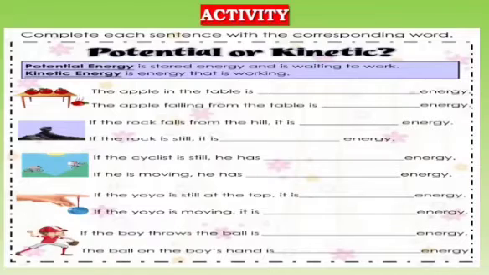Next one, if the yo-yo is still at the top, it is dash energy. Next one, if the yo-yo is moving, it is dash energy. Next one, if the boy throws the ball, it is dash energy. The last one, the ball in the boy's hand is dash energy. In all these sentences, you must write whether it is potential energy or kinetic energy. So answer all the questions. We will discuss the answers later.